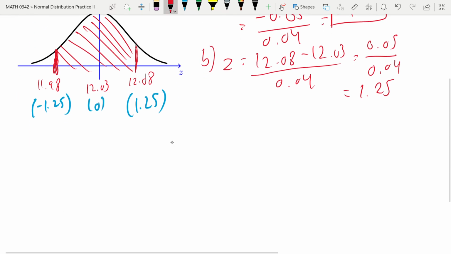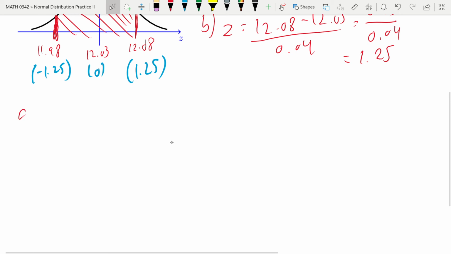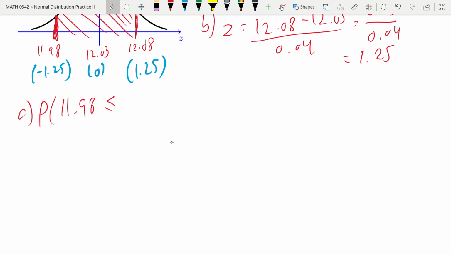So for part C here, I'm being asked the probability that a mass measures between 11.98 grams, that's there on the bottom, and 12.08 grams, that's on the top. Now, this is an x, and we already transformed this to z. We have the z-scores here in blue, which I'll change here.